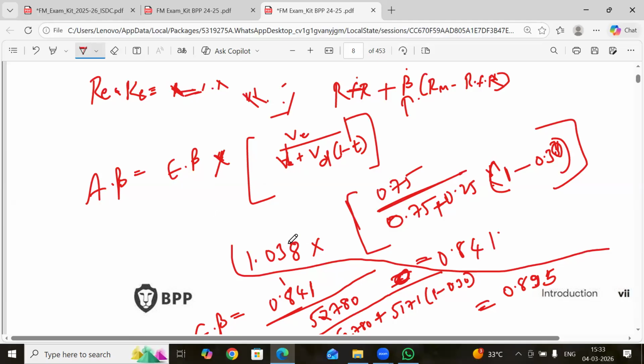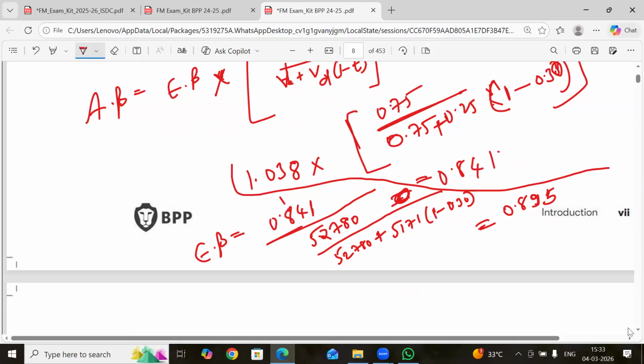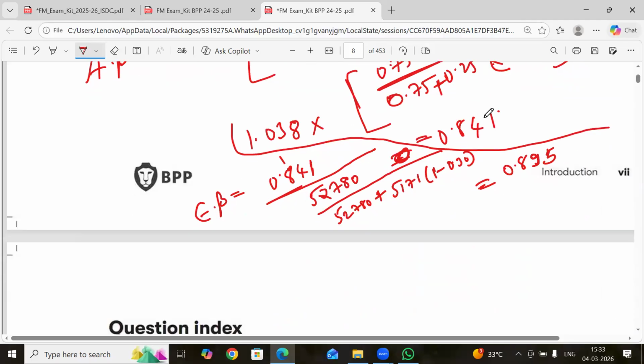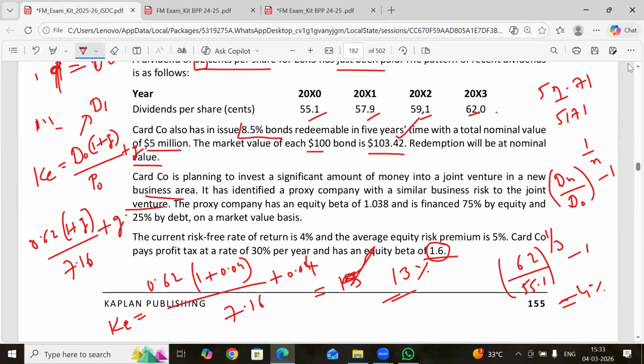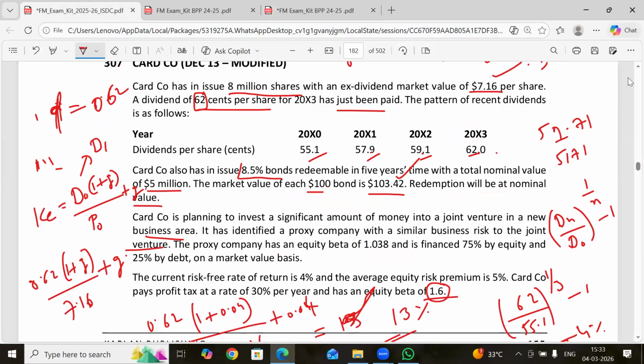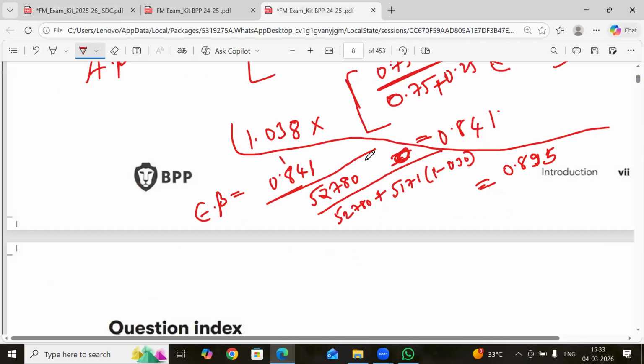They took the beta of that proxy company and ungeared it. That means they removed the debt to equity ratio of that company from this beta, and they got the asset beta. The asset beta was 0.841. They are again re-gearing this asset beta with their own debt to equity ratio. The financial risk will be different for different businesses. The business risk will be the same, but the financial risk will be different. So they have to take their debt to equity ratio for that. So they did that.